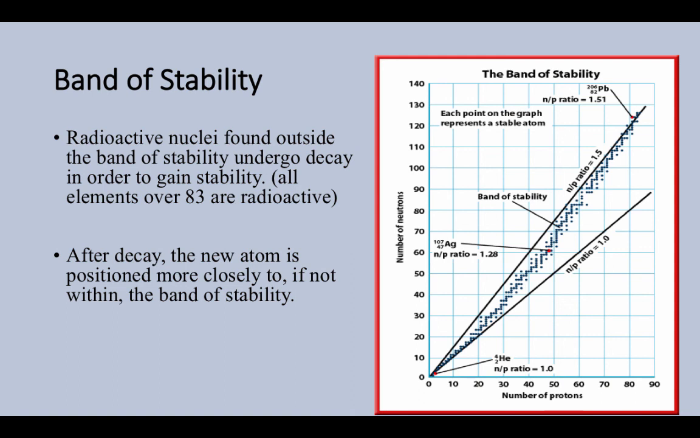After each atom decays, either through alpha or beta decay, it forms a new atom, which is the daughter isotope. And when that daughter isotope is formed, it's able to be more closely aligned with that 1-to-1 ratio and maintain or gain stability. And so the purpose of radioactive decay is to eject particles out of the nucleus to get closer to a 1-to-1 neutron-proton ratio in order to gain stability.